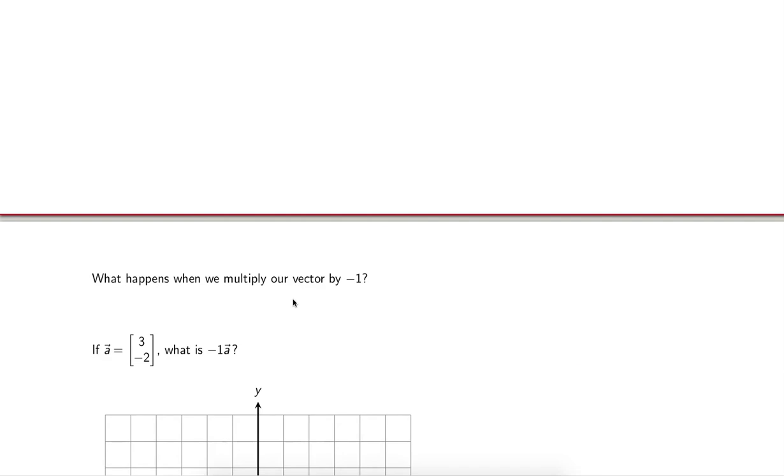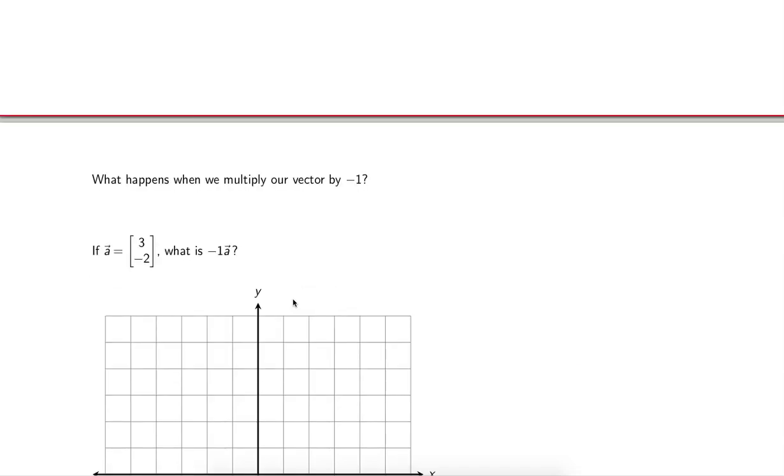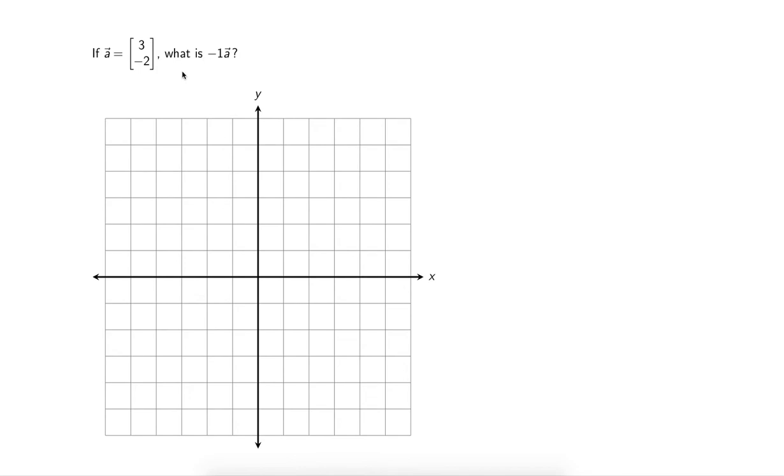So let's see what happens when we multiply a vector by -1. Once again, A is at 3, -2, and we're going to multiply that by -1. So there's vector A. Multiplying by -1 means we take each of these elements, sometimes also called components, and multiply them by -1. So -1 times vector A is -1 times 3 is -3, and -1 times -2 is 2. So -1A is at -3, 2.